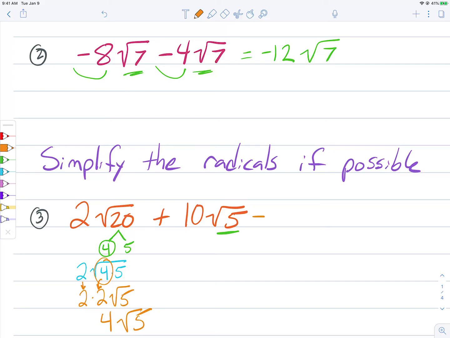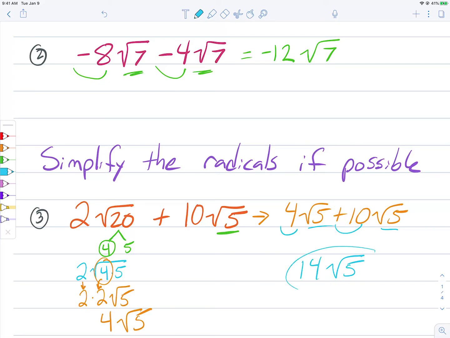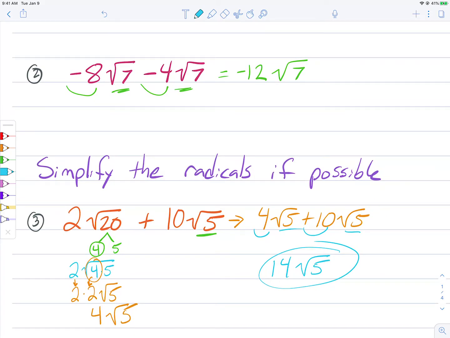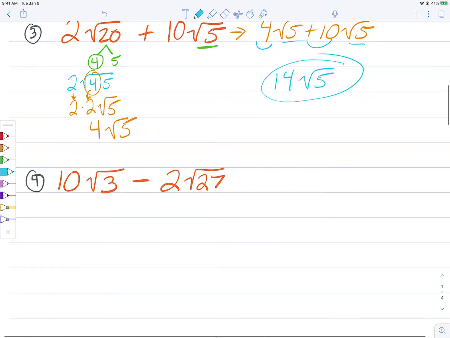So now my problem says 4 root 5s plus 10 root 5s, and that is something I can combine. They're both root 5s, so I'm going to have a root 5 in my answer, and 4 plus 10 is 14. So that's 14 of the root 5s. And again, I'm doing all of the work right here. If you can simplify it a little bit more, go for it as you go through it. So let's try another one.